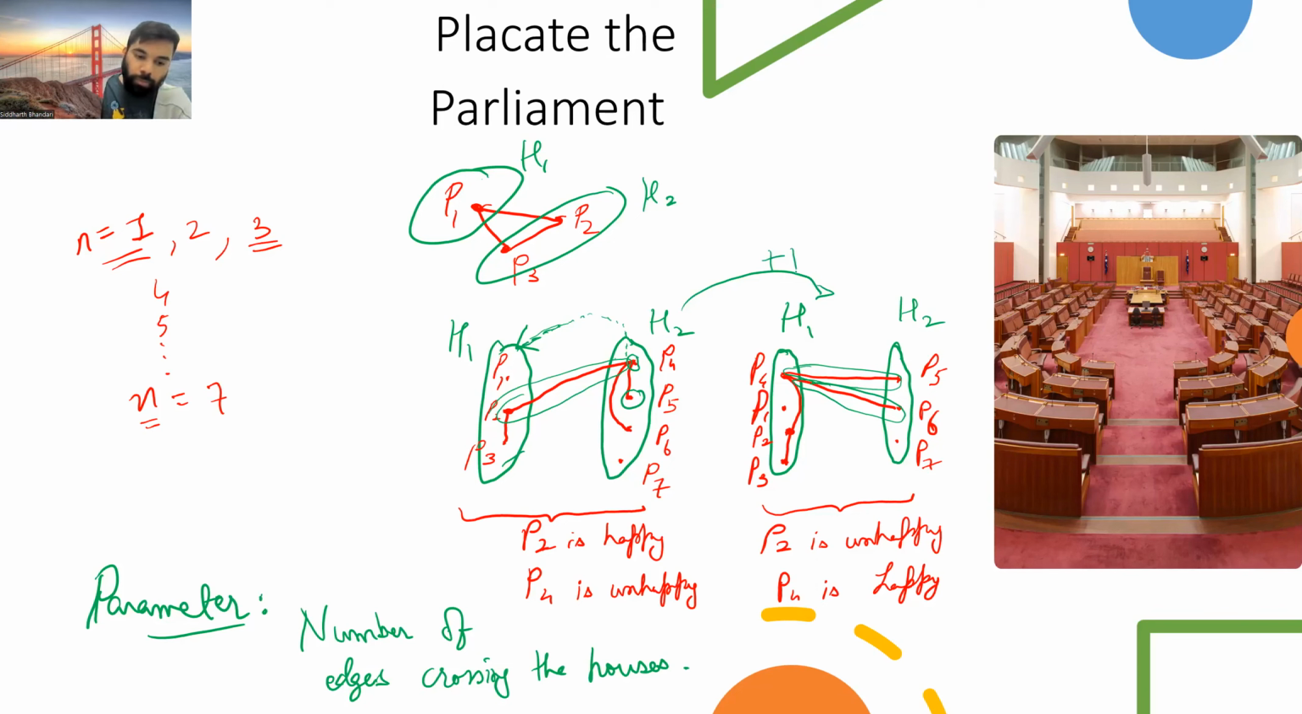Yeah, 3 could happen. P4 could be super unhappy. P5, P6, P7, all are its enemies. You change P4 to house 1, suddenly you have 3 crosses. So then says, how does increasing the parameter, number of crossings, help us in proving the statement of the original question? Okay, so that is what we will go over then.